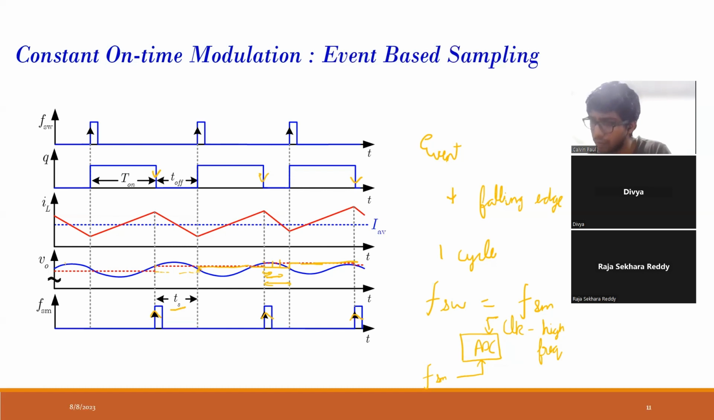Then for every 12 cycles of clock pulse, this FSM will be given. No, there are two. Okay, let me.